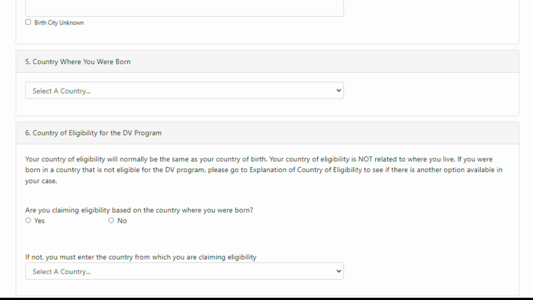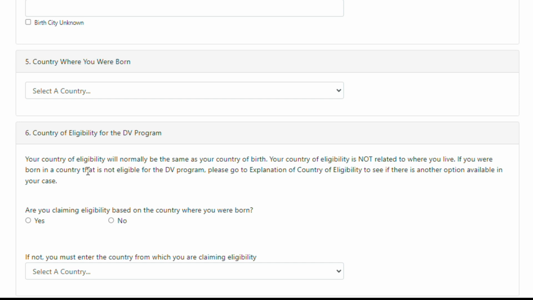And then we come to the country where you were born. In this case, you select the country in which you were born, meaning the country where your parents were at the time of your birth. And that country will normally be indicated on the birth certificate. That's why the birth certificate comes in handy. And then we have country of eligibility.